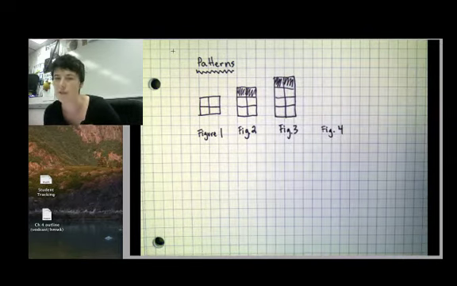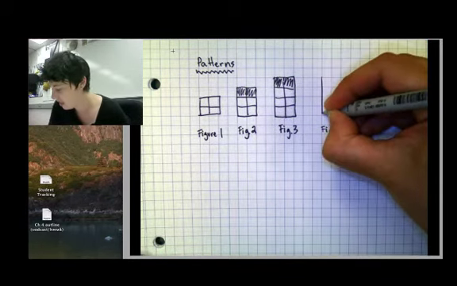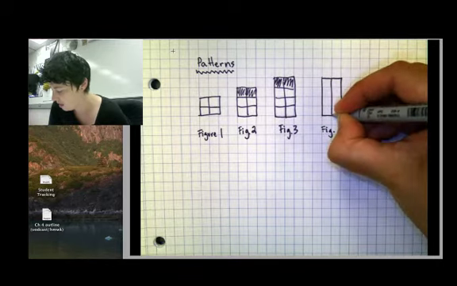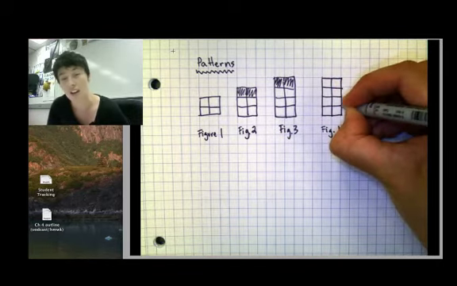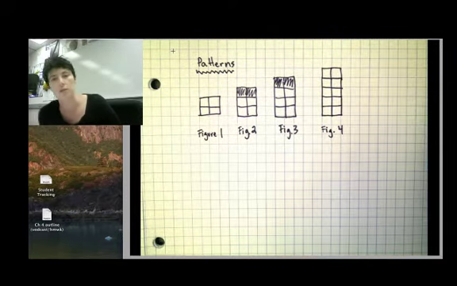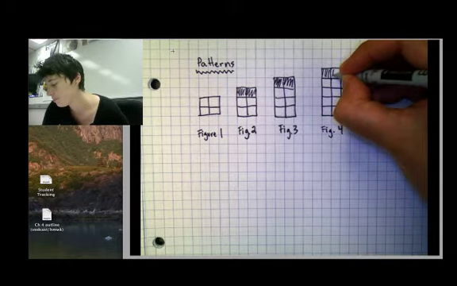So if I told you to draw figure 4, you probably wouldn't take too long to figure out that it's just like figure 3, same size, but all I have to do is add 2 more tiles to the top, and that would be figure 4. And if I want, I could shade them too, make them look like this.